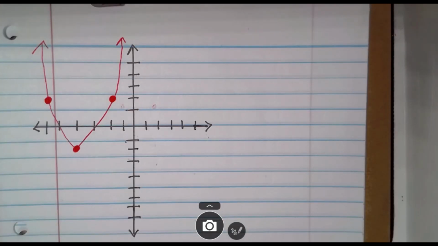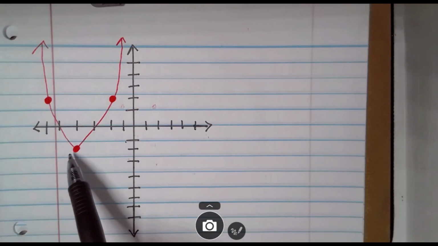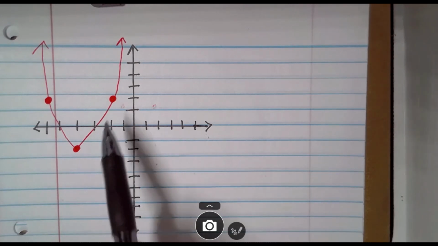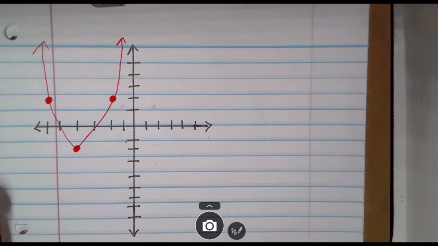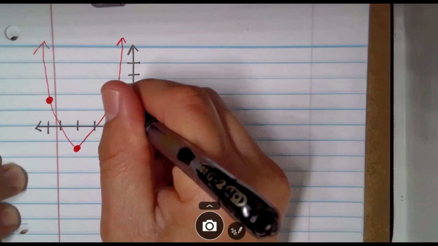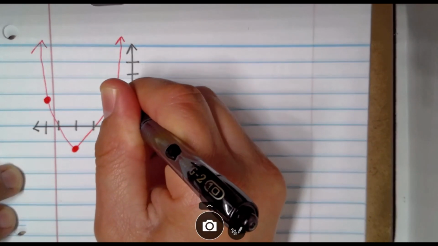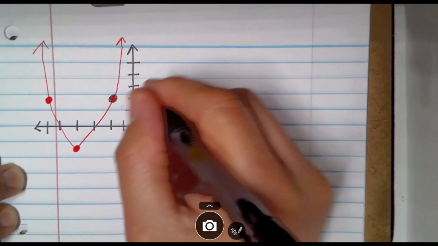So we have another problem here. Notice our vertex is clearly not on origin, and we have a couple points on our graph for us. So let's go ahead and take a look. The first thing I want to do is I'm going to choose a point. I'm going to choose this point right here, and I'm going to label it real quick.